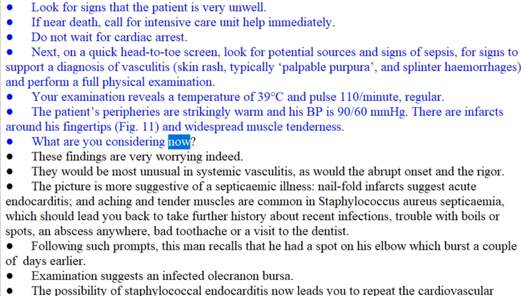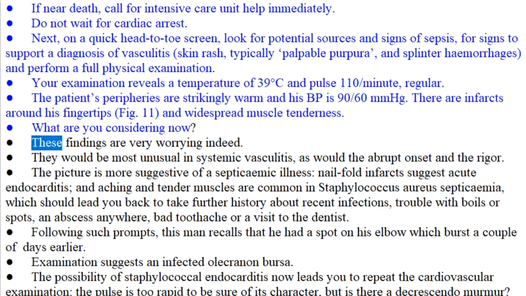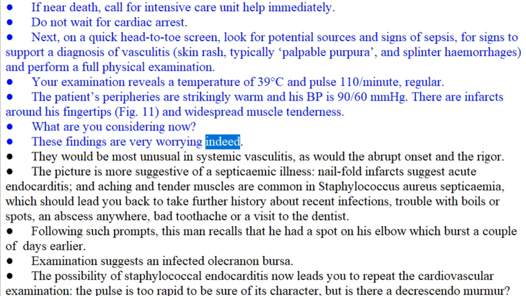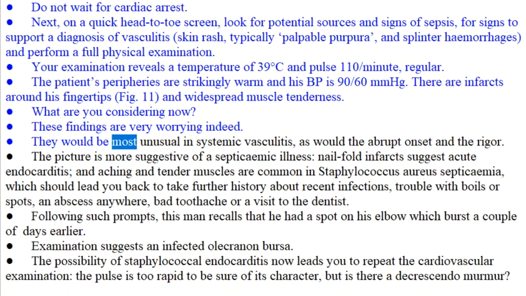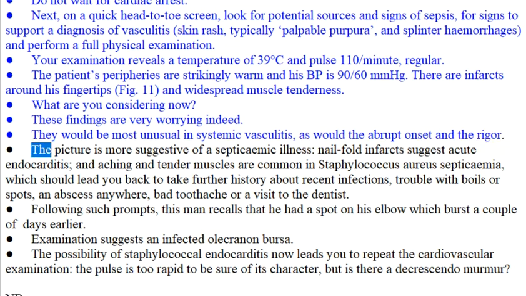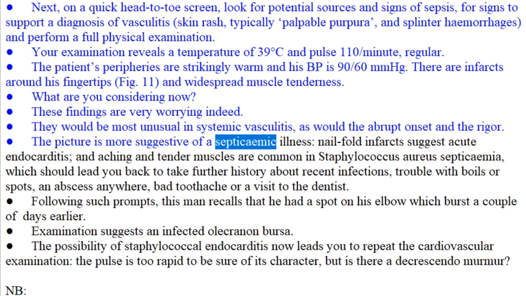What are you considering now? These findings are very worrying indeed. They would be most unusual in systemic vasculitis, as would the abrupt onset and the rigor. The picture is more suggestive of a septicemic illness.